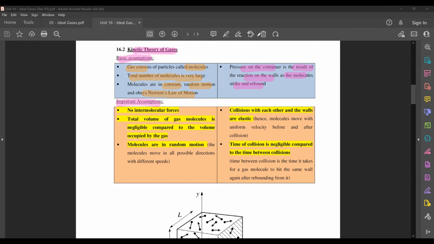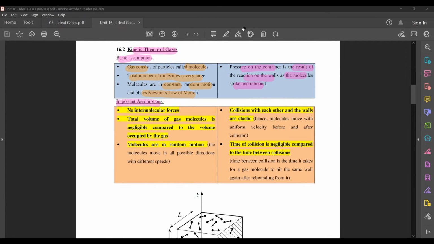So this one here is something that you probably will have learned under IGCSE or SPM. They won't test you so much on this, but what they will test you regularly is the one in this table here, the more detailed important assumptions.